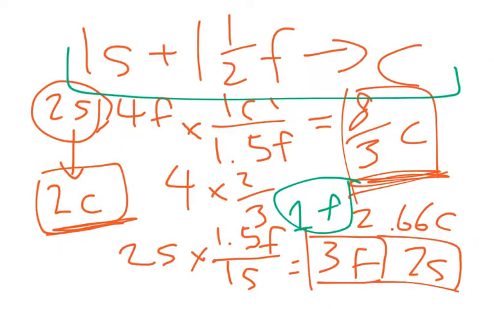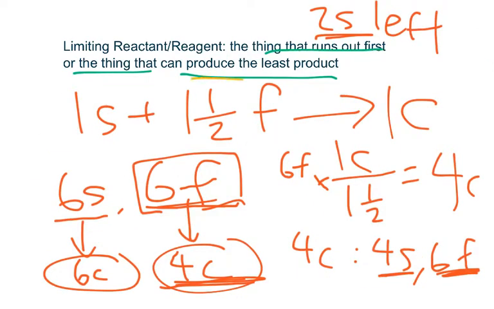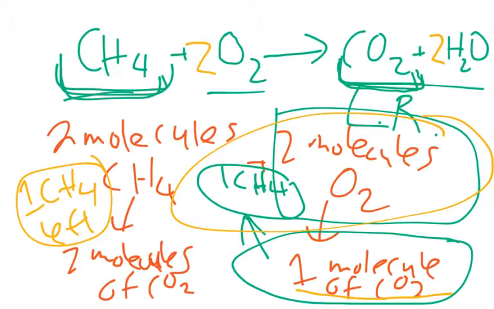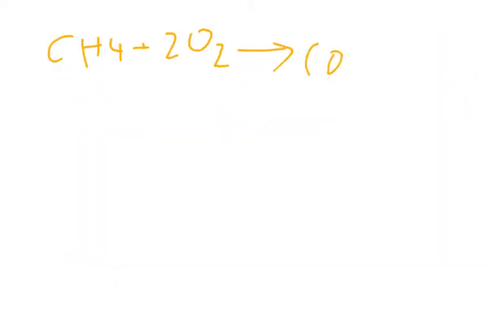So in all cases, the thing that produces the least product will always be your limiting reactant. So that's an easy way to identify that. So let's write the reaction again on the next page. CH4 plus 2O2 transforms into CO2 plus 2H2O. Let's do it in terms of something different.